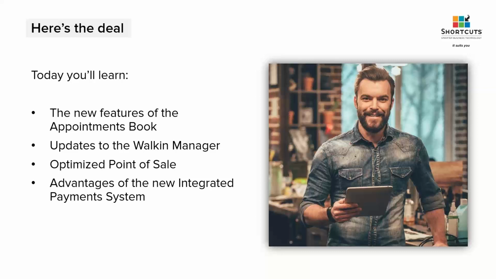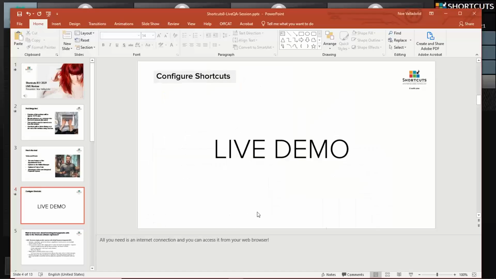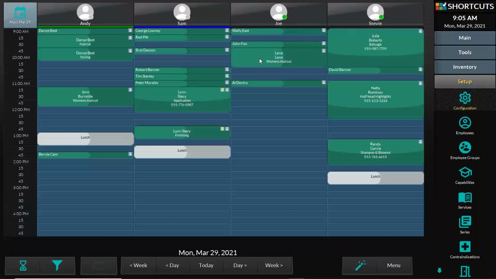So if you have one of our older partners, or you don't have a credit card system, or you have a standalone credit card system that doesn't integrate with Shortcuts, we're going to talk about the advantages of our newest one, our new integrated payment system. So let's actually jump into Shortcuts. So we're going to start with the actual appointment book, and then we're going to talk about the walk-in manager.